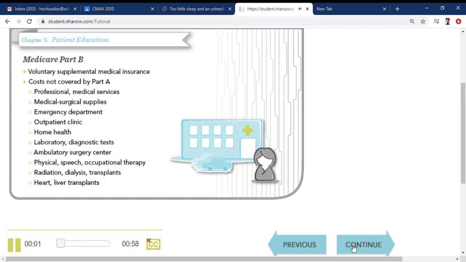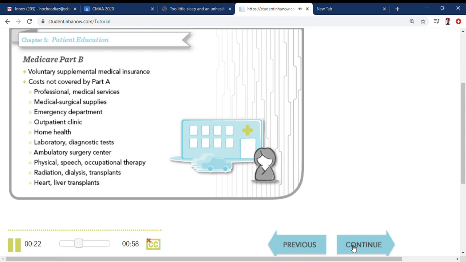The second part of Medicare is Medicare Part B. Under Medicare Part B, people can purchase voluntary supplemental medical insurance, or SMI, to help pay for providers and other medical professionals' services, medical services, and medical surgical supplies not covered by Medicare Part A.